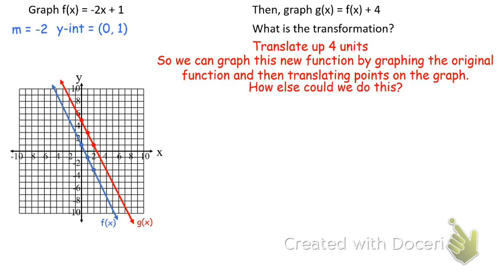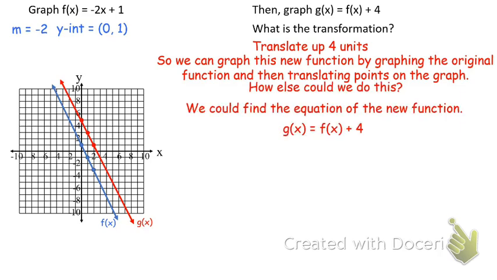Now we could also do it with the equations. I don't know if you did that or not. We could take the negative 2x plus 1 and add 4 to it. So g of x equals negative 2x plus 1 plus 4, which is really just g of x equals negative 2x plus 5, where the slope is negative 2 and the y-intercept is 0, 5. We could start by plotting at 0, 5 and just move down 2 units 1 to the right each time.